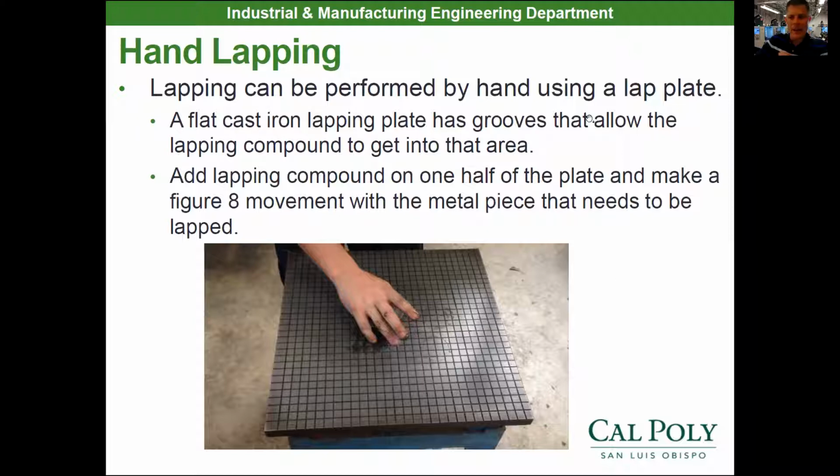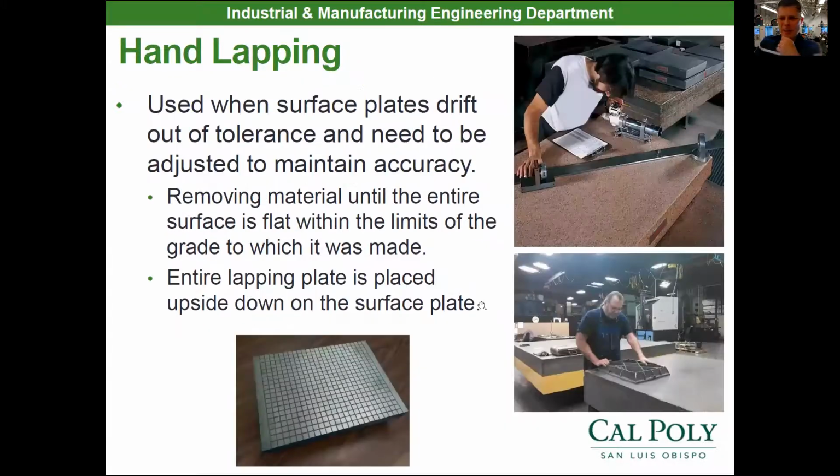You have a cast iron plate with grooves in it. So you put the compound on it and you actually lap the steel parts directly on the cast iron plate. So harder steel parts get lapped on these cast iron plates, and it just takes off any of the peaks and valleys on the part and makes it really smooth right there. So that's what lapping's all about.